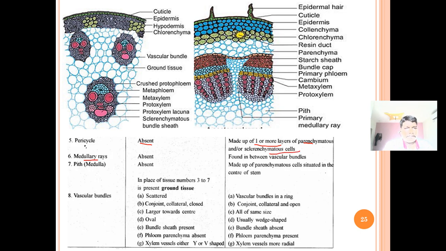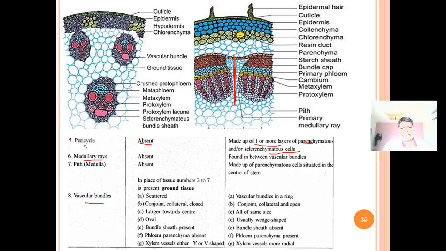Next, medullary rays are there. This region is a medullary ray. It is present in dicot and it is absent in monocot. Then the pith region, it is absent in monocot, and present in dicot.